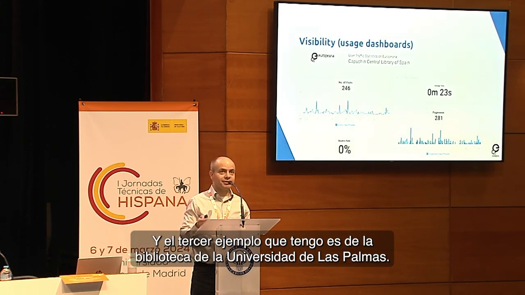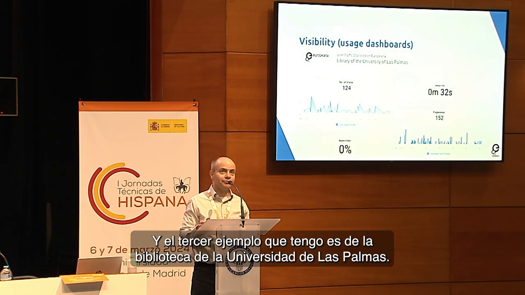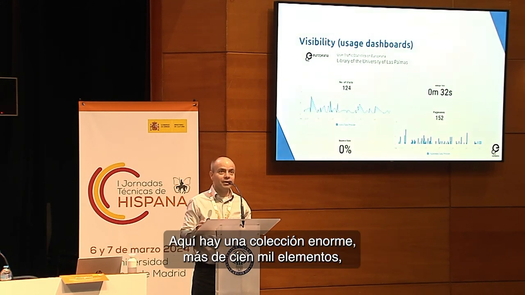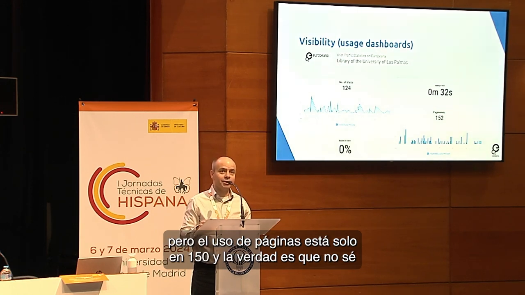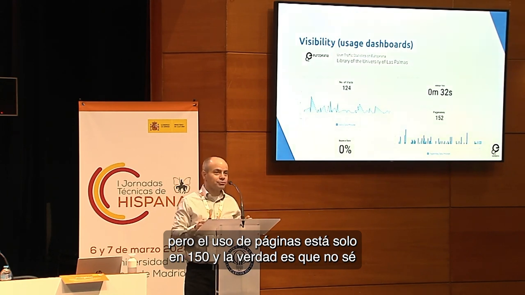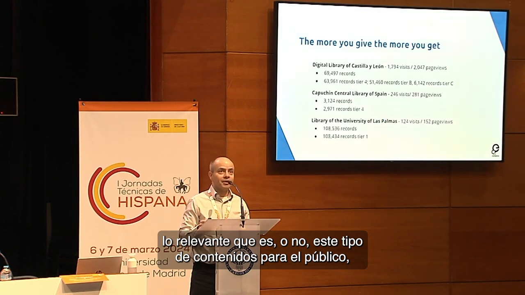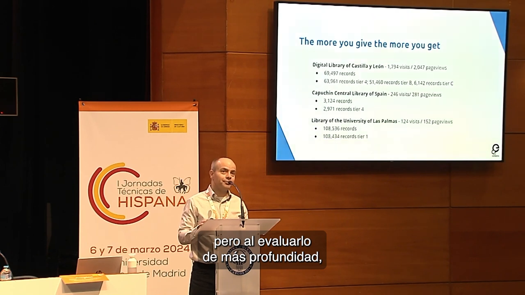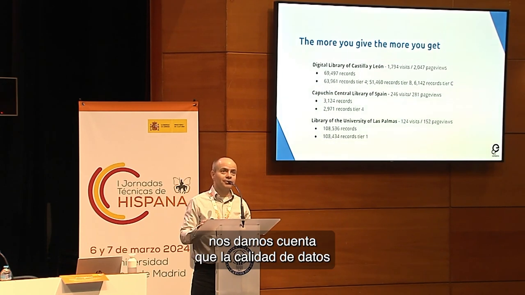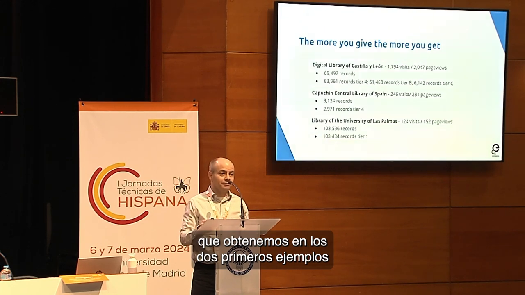And the third example I have is actually from the Library of the University of Las Palmas, who have quite a huge collection, more than 100,000 items, but only 150 page views. And I don't know if their content is so uninteresting for an audience, but what I realized when looking at this and comparing it is that the data quality of what comes from Castilla y León and the Capuchin Library is much higher than what we get from Las Palmas.